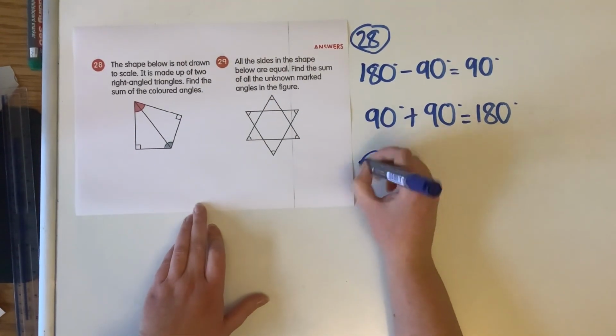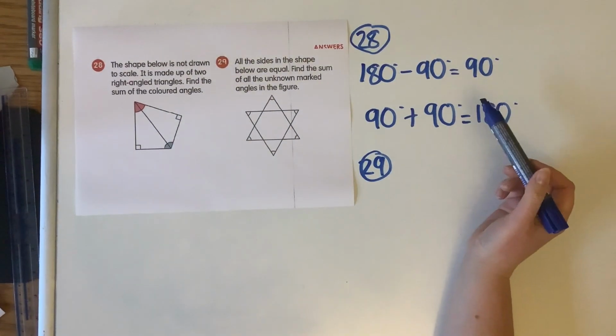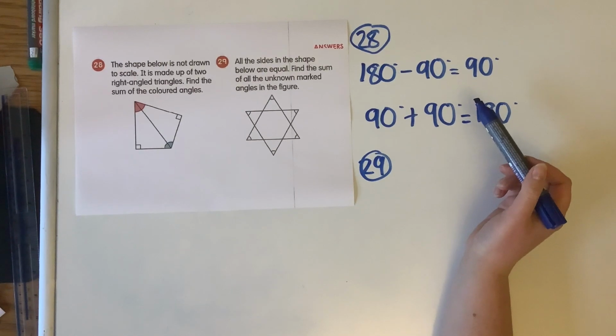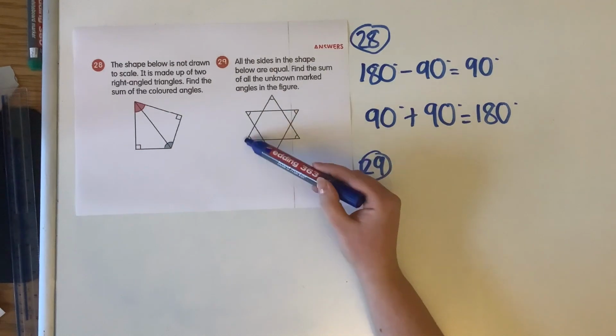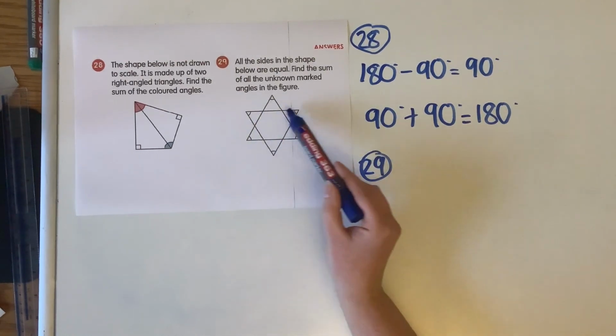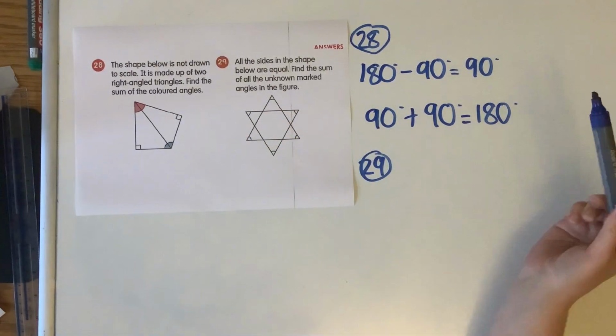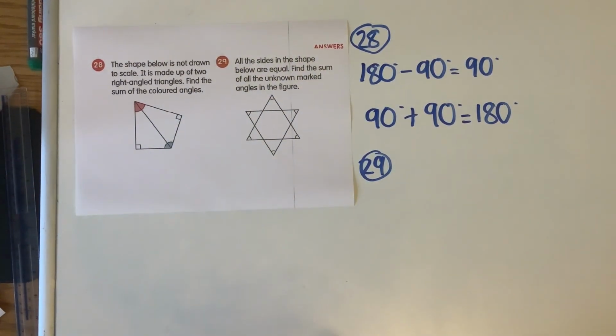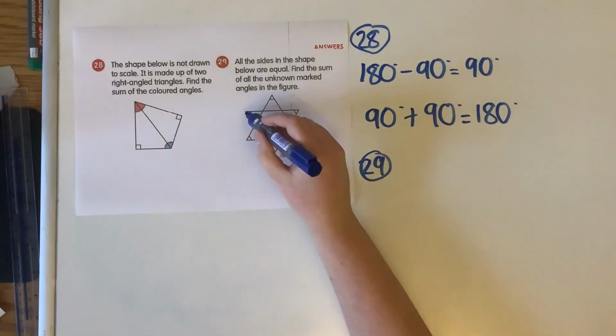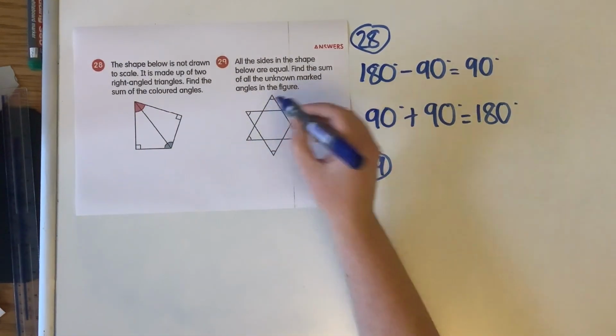And then question 29 here, I'm told all the sides in the shape below are equal. Find the sum of the unknown marked angles in the figure. If I look at it carefully, I can see that there are two triangles. I've got this triangle and then what looks like an upside down triangle. I'm told that all of the sides are equal. So what does that tell us? That tells us that these are two equilateral triangles.